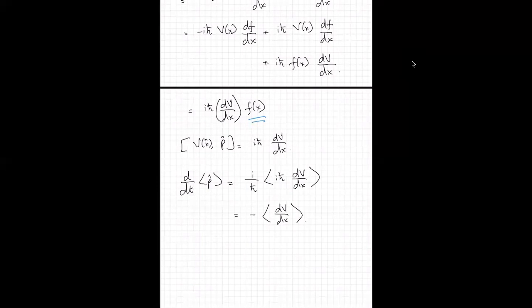Now, if you stare at this, you will find something quite curious. This is nothing but Newton's second law in classical mechanics. The time rate of change of momentum equals the negative gradient of the potential, which is the force. So it tells you that in quantum mechanics, even though we have constructed a completely different theory based on completely new postulates, the expectation values in some sense behave like classical observables do in classical mechanics.